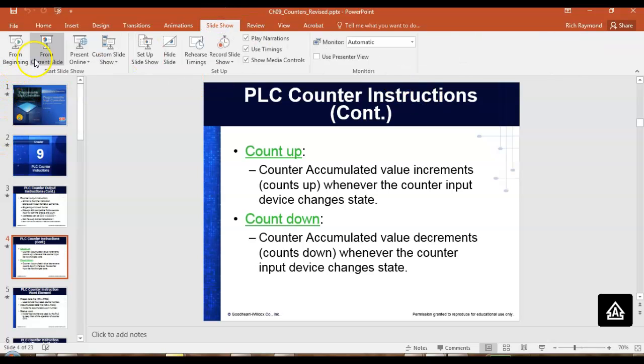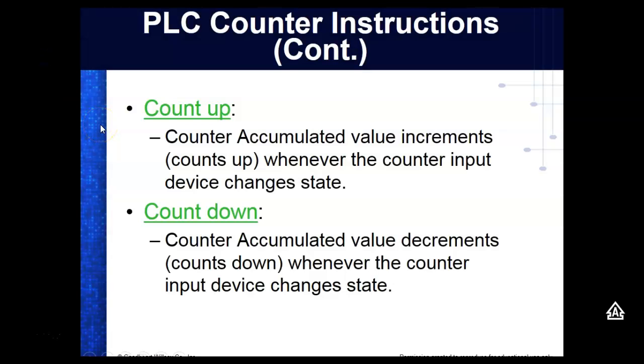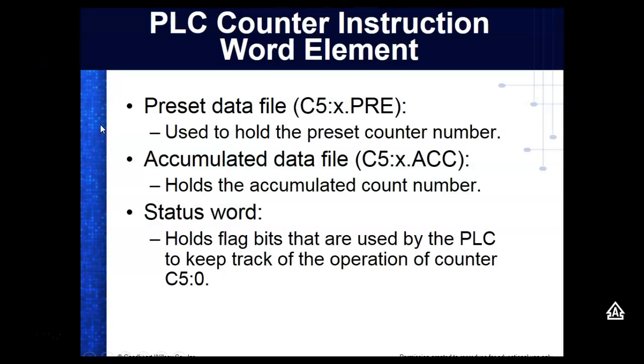We'll see. Allen-Bradley logic is weird, by the way. Preset: this is where we're going to count to, or count from. The accumulator is going to hold the current count. And then the status word tells us when it's done, when it's enabled, and if you have an overflow or an underflow.